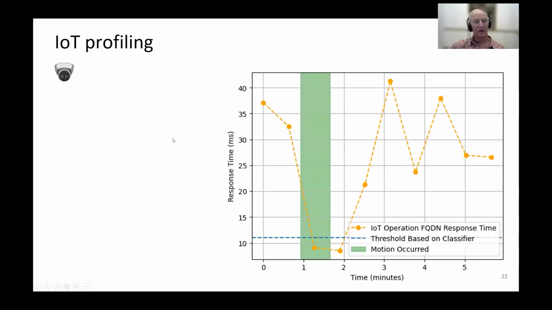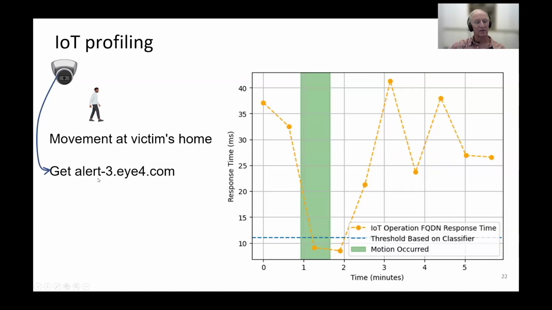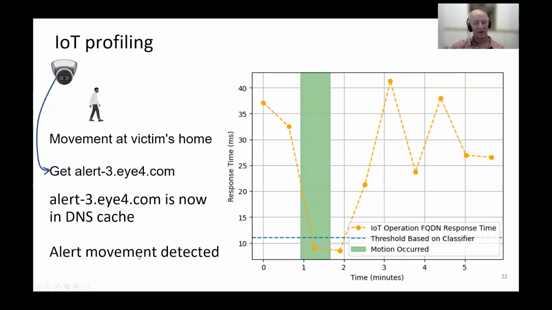With the IoT profiling, what happens is there is a camera and a user visiting the home, somebody is moving in the home of the victim. The camera alerts about this movement by issuing a request to alert some domain name of the camera manufacturer. Well, our attack notices this domain is now in the cache, and we know, here in the green area, the response is slow. There was a movement in the victim's home, and we alert the attacker.